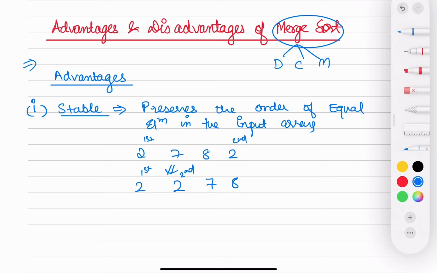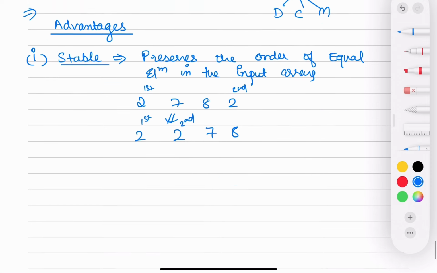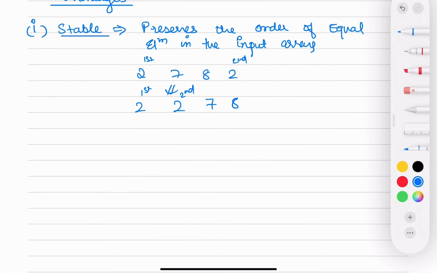You might have also heard of stable and in-place, right? Many algorithms are in-place algorithms because of the additional space or something, right? So remember this: merge sort is a stable algorithm.